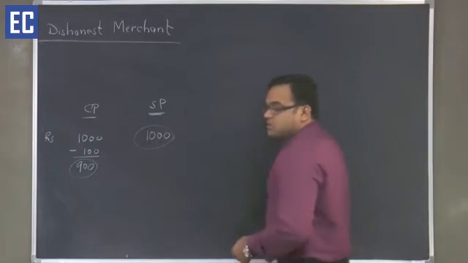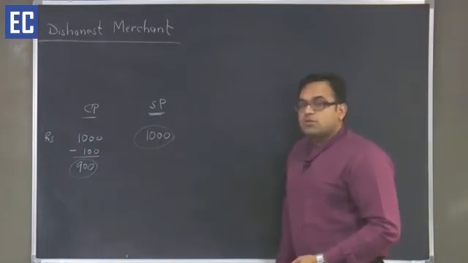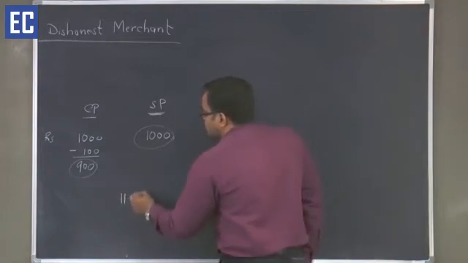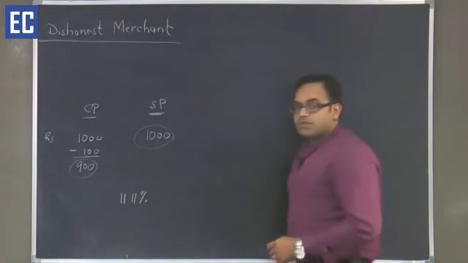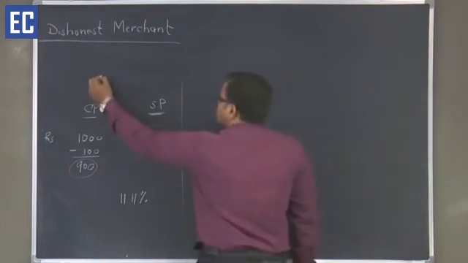What is the profit percentage? 10 upon 10 minus 9, 1 upon 9. 1 upon 9 is 11.11%. So 11.11% is his profit here. So this is the first case when he is stealing on the selling side.